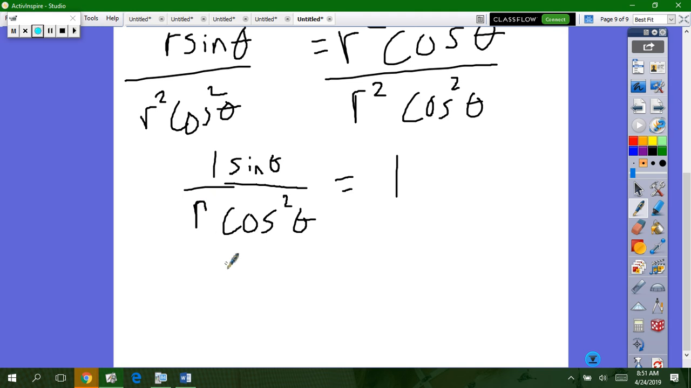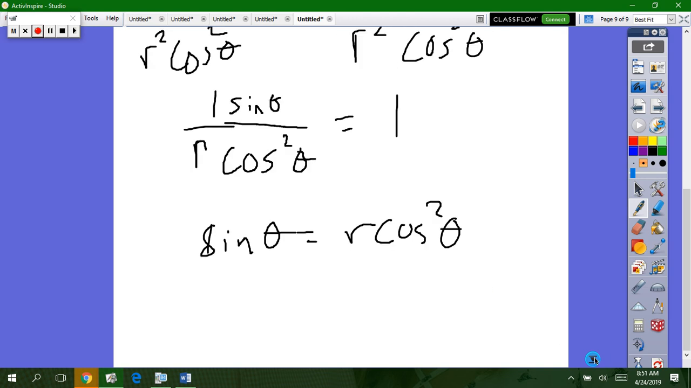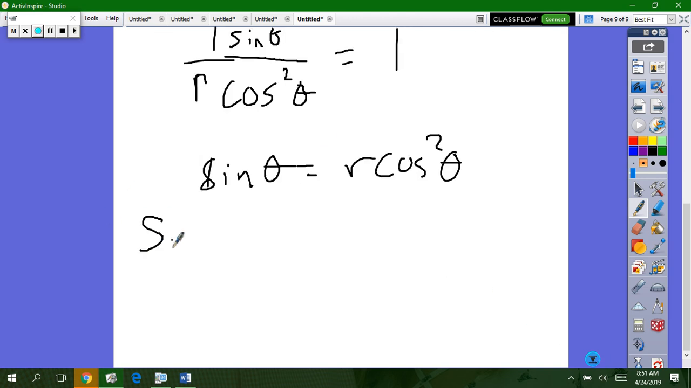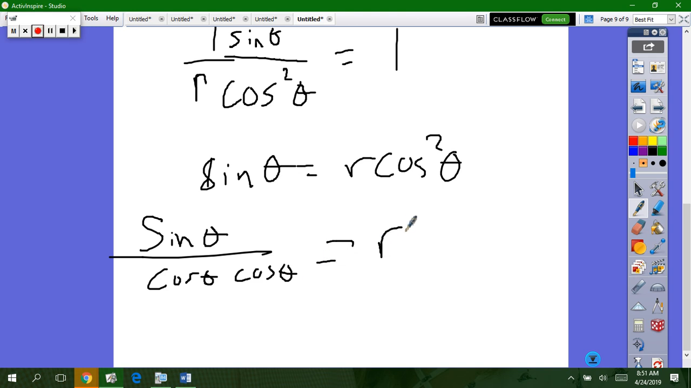So, in this case, I still want to solve for r. Usually, when you're putting them into polar, you want to solve for r. So I have sine of theta equals r cosine squared of theta. Then I'm going to just divide that cosine over again. I guess I went a little bit of a long route. Like I said, I went a little bit of a long route.